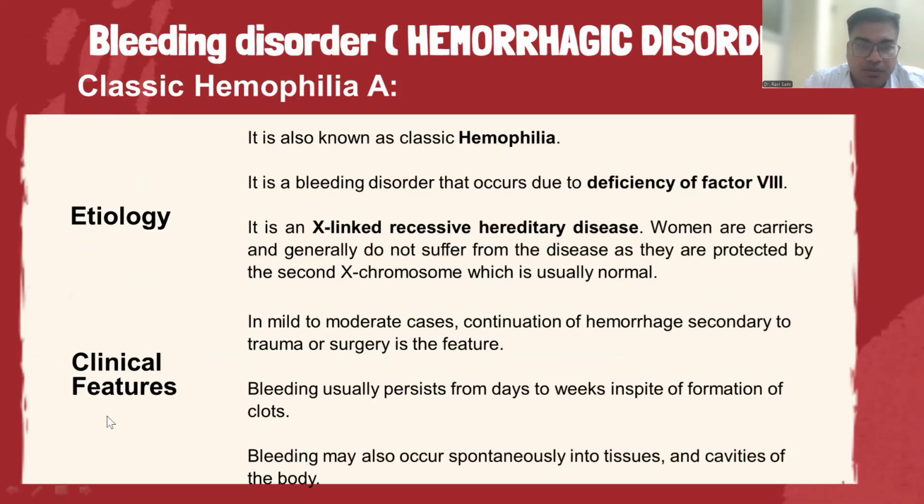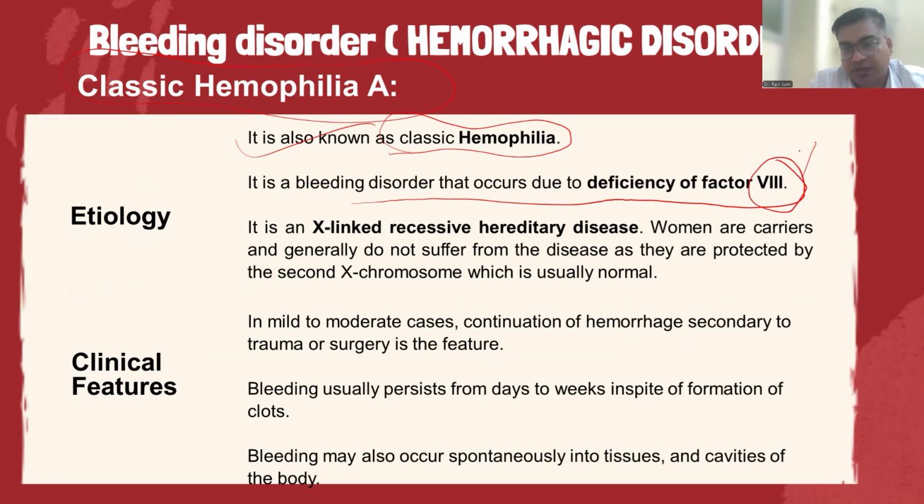Now come to the classical hemophilia, or hemophilia A. It is also known as classical hemophilia. It is a bleeding disorder that occurs due to the deficiency of factor 8.